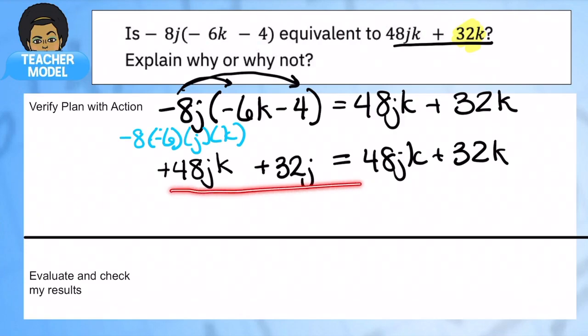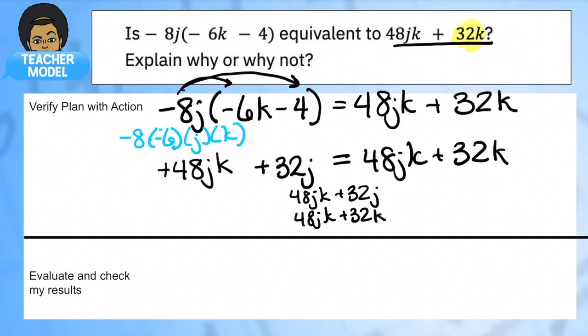Sometimes when we're reading from left to right, we may see things repeated, like our brains notice when things repeat and go, yep, they look the same. Slow your brain down. You could actually stack these two on top of each other for a second look. So this is what I mean. What if I did 48jk plus 32j and 48jk plus 32k. Now that they're stacked on top of each other, yes, these terms are the same, but you can see the difference here. This is why they are not equivalent.